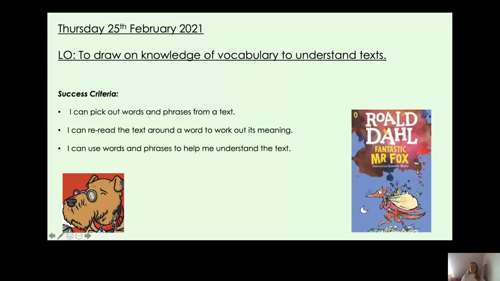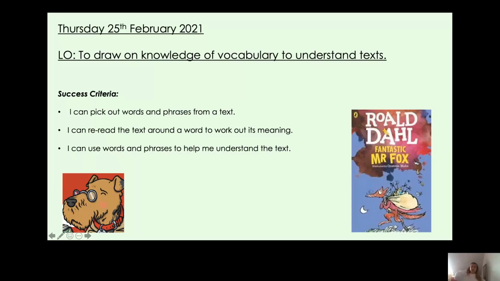Now today we're going to be carrying on reading the chapter that we started last lesson, which was chapter 10, called Boggis's Chicken House number 1. Now the reading skill that we're going to be looking at today is vocabulary. So I know every lesson when we're reading the text, we stop at certain words and we look at the words around it to try and work out its meaning. But today we are also going to be picking out words and phrases from the text to help us understand the meaning of the text.